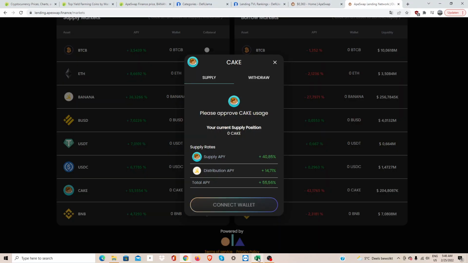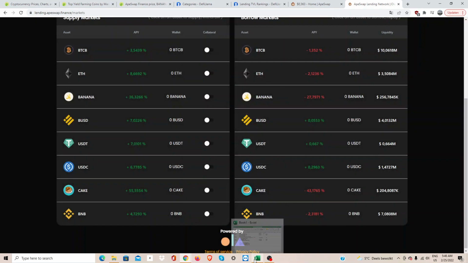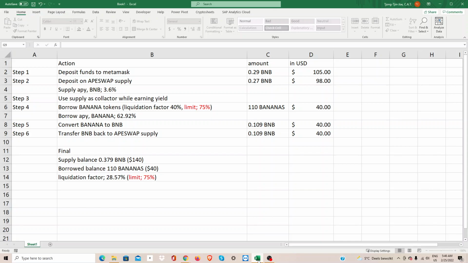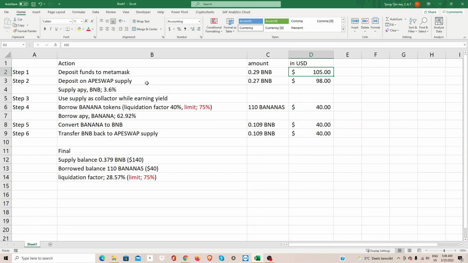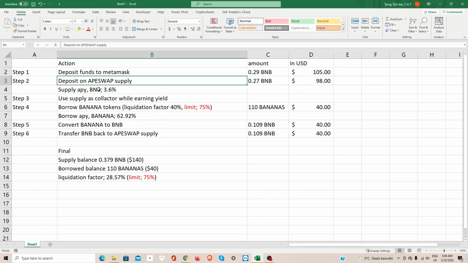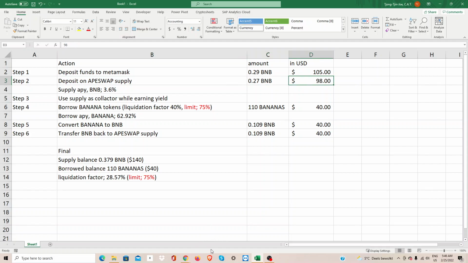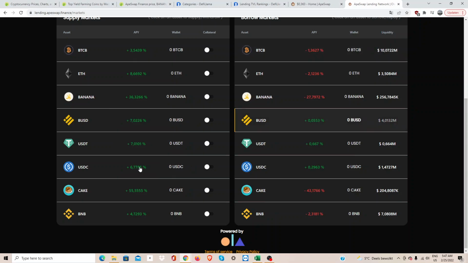So what I decided to do was, it's laggy, let me take my Excel sheet. What I did was I first deposited money to my MetaMask account. I deposited 0.29 BNB, which is approximately $105. Then I deposited 0.27 BNB, $98, on APESWAP supply. So I used that money and I set it here.